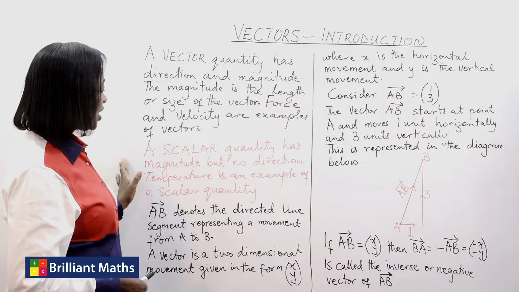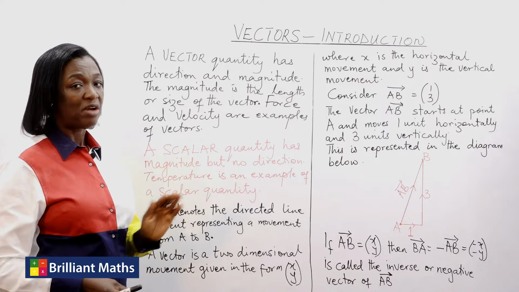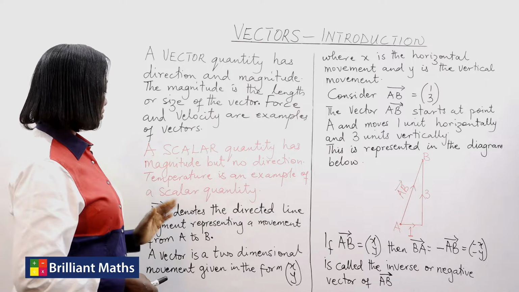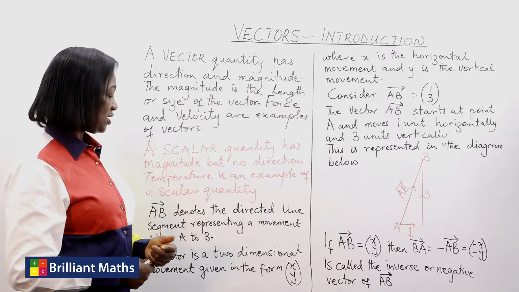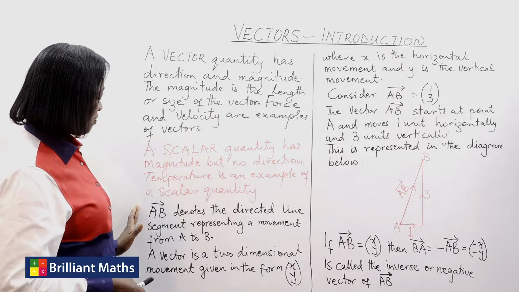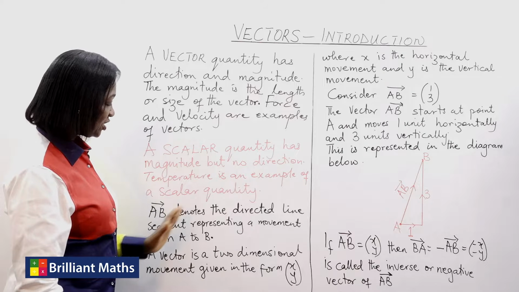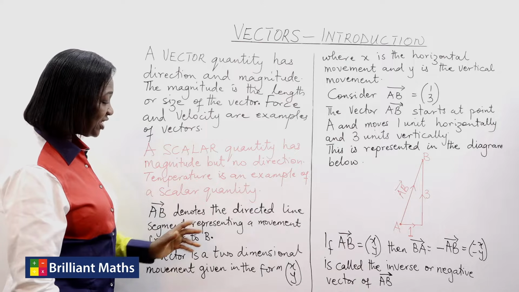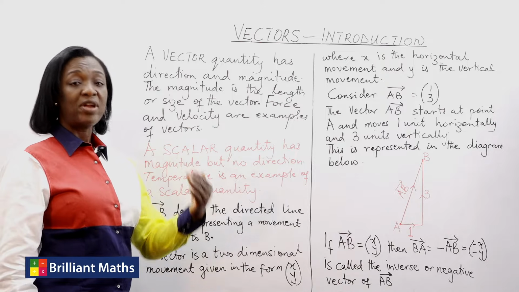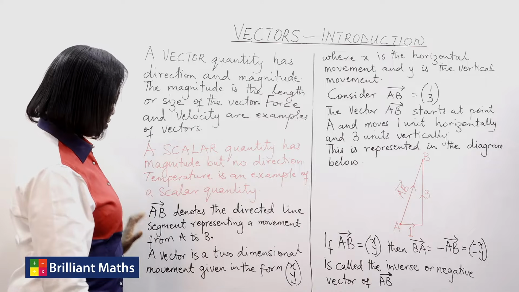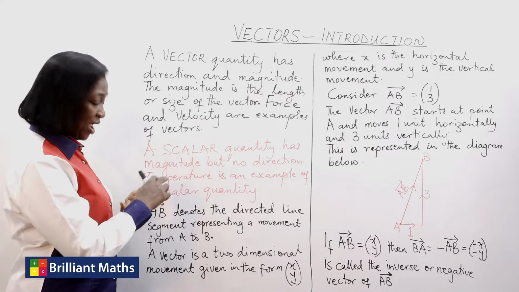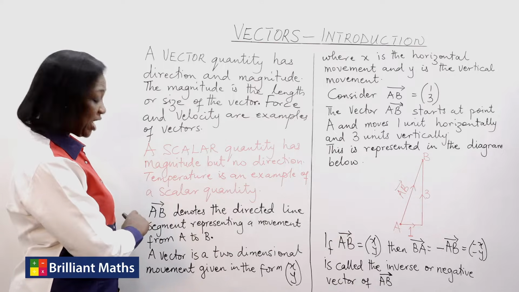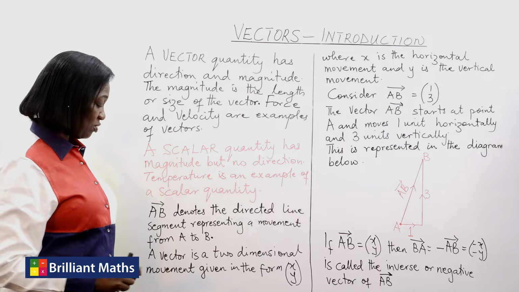A scalar quantity has magnitude but no direction. Temperature is an example of a scalar quantity. Vector AB denotes the directed line segment representing a movement from point A to point B. So vectors are denoted in this form, written as A, B in capital letters with an arrow showing the direction.